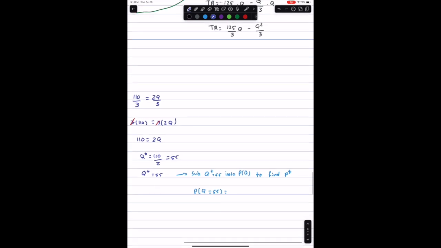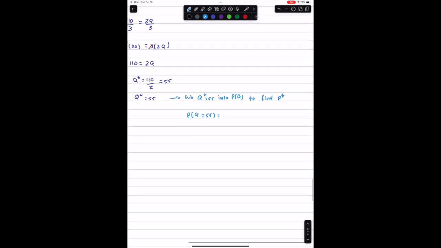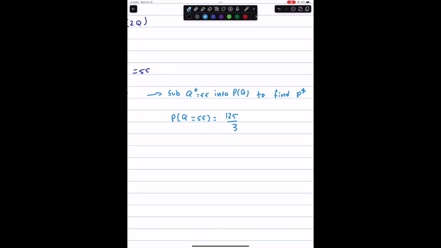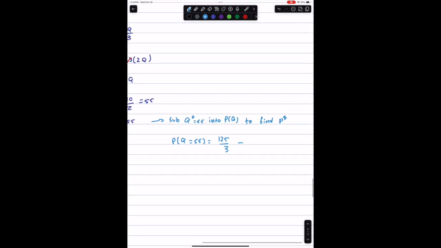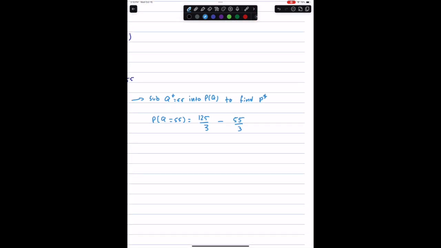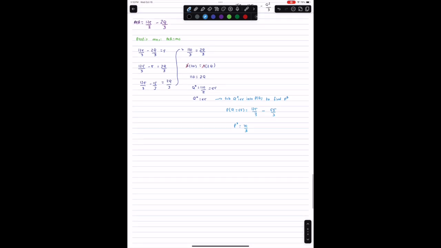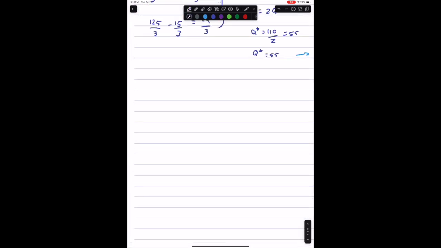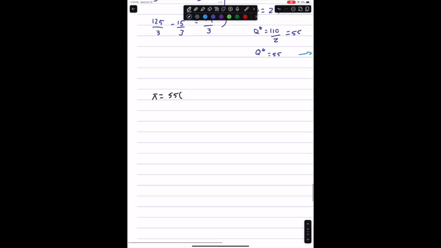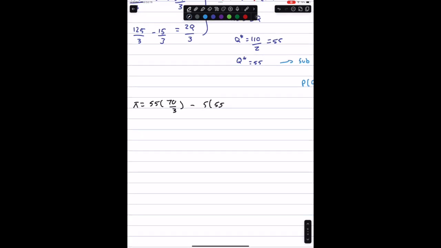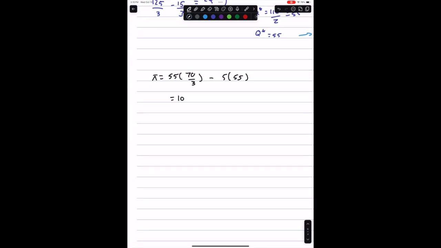So now, P of Q when Q is equal to 55 is equal to 125 over 3 minus 55 over 3. We know P star is equal to 70 over 3. Okay, perfect. Now we can find profit. We know profit is going to be equal to 55 times 70 over 3 minus our average cost, which is 5, times our quantity, which is 55, which is equal to 1008.3.